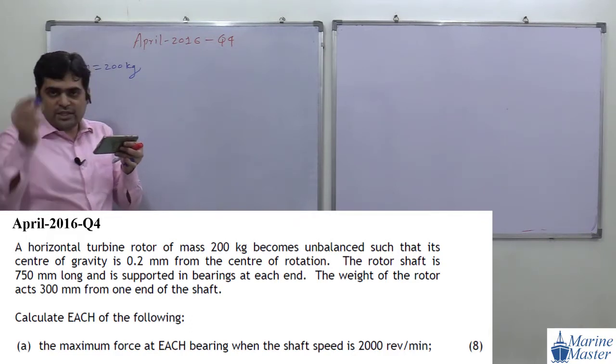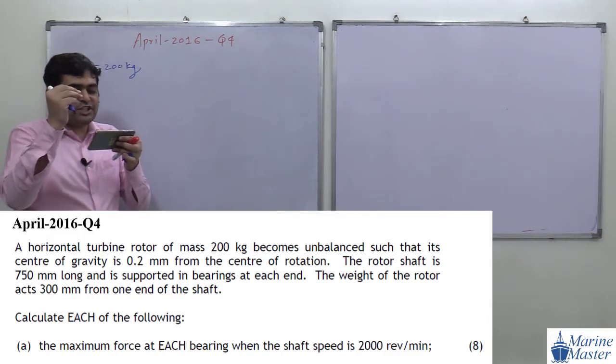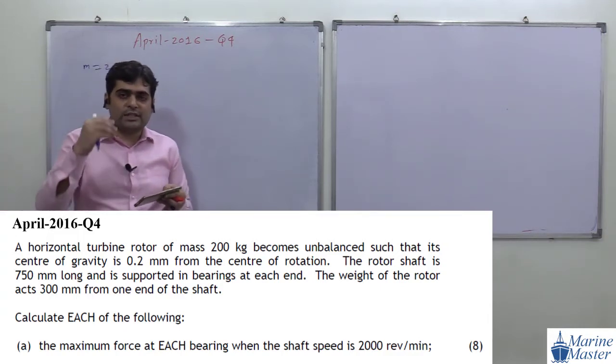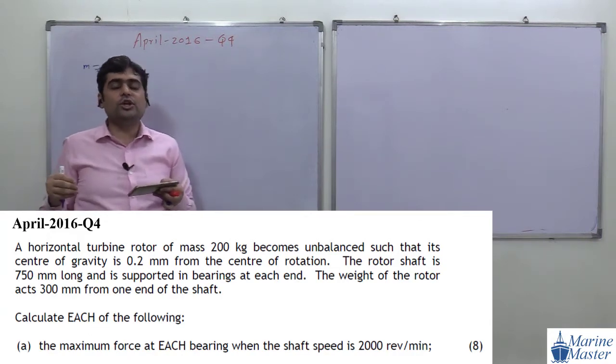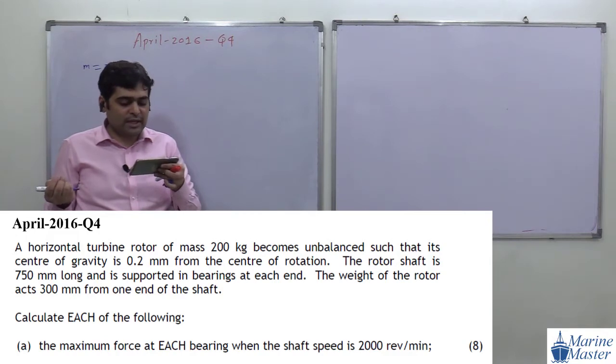This means there is one rotor rotating whose center of gravity is shifted from the center of rotation. In yesterday's lecture, whenever the center of gravity is shifted from the center of rotation, what will happen? Unbalance will be created in the rotor.